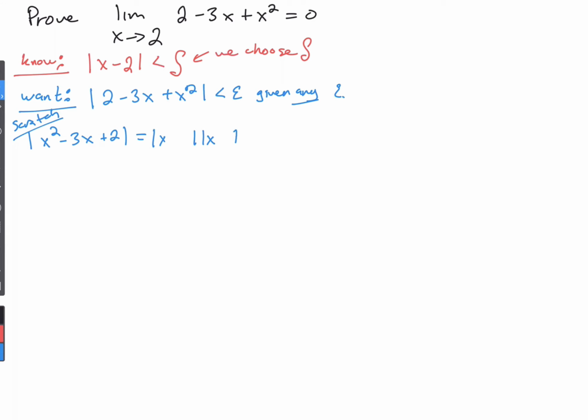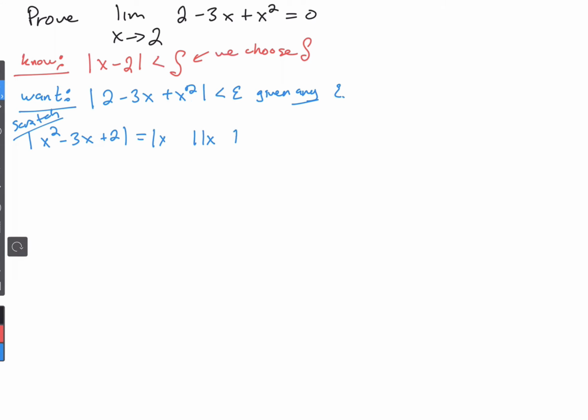Wait, don't we need to subtract? Then we put minus L inside the absolute value. Oh, yeah. I didn't write it. Why did I not write it? Yeah, because the limit's zero. That's why. But yes, you would. It's the function minus the limit, which in this case is zero. That's why we didn't write it. But good point.